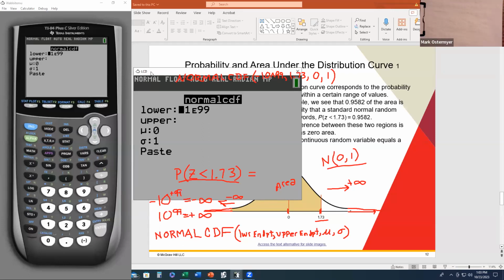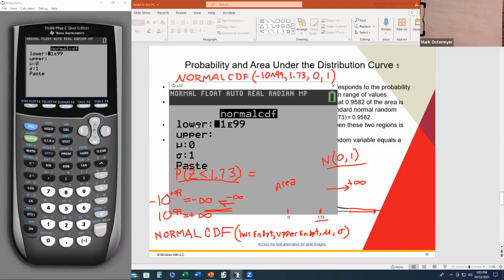So what is my lower endpoint? That's negative 10 raised to the 99th power. Negative 1e99 is saying negative 10 to the 99th power, because that's saying negative 1 times 10 to the 99th power. But if you want to type it in manually, you'll type in the negative sign, negative 10 raised to the 99th power, hit enter. That's the same thing as negative 1e99.